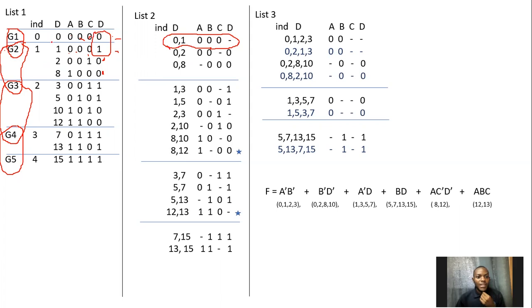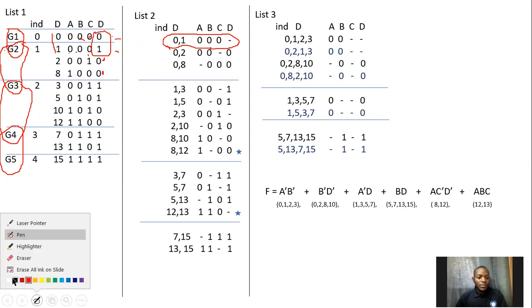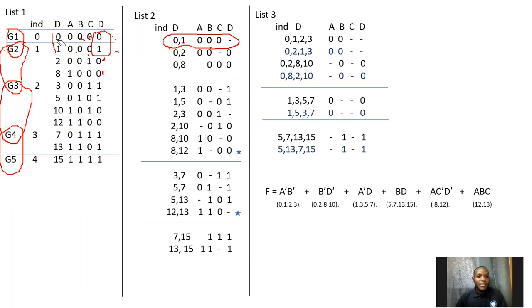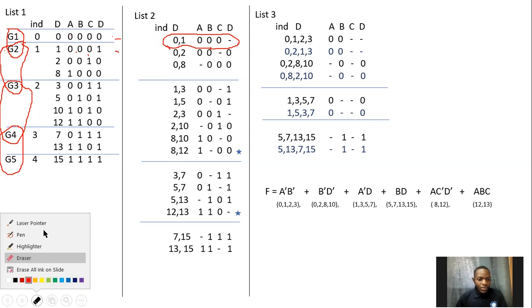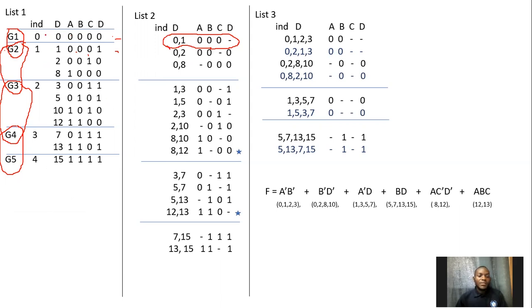Again, we need to combine this. We'll continue combining. We need to combine again because we have to combine this and this one here, since we have combined 0 with 1. We also have to combine 0 with 2 and 0 with 8. So this is the combination. If you work it out well, you will have this combination here.